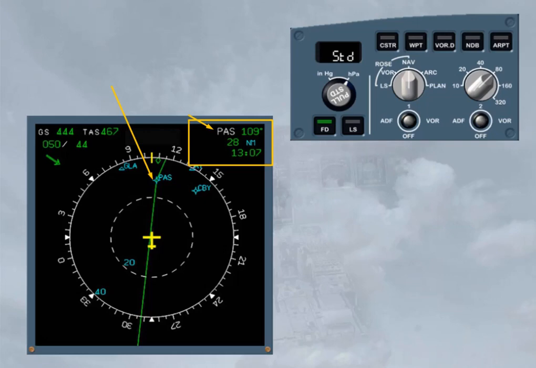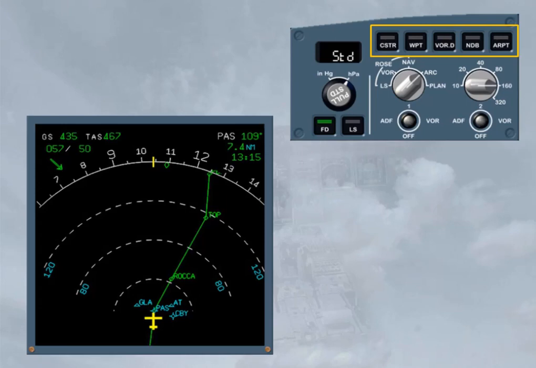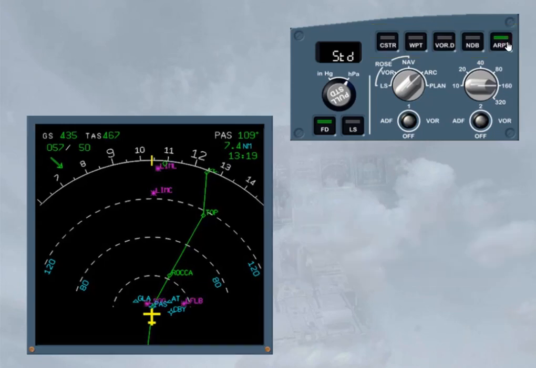The normal mode for the cruise phase is the arc mode. Click on the forward arrow to select the arc mode with the range of 160 nautical miles. Using the push buttons at the top of the EIS control panel, additional information can be displayed. For example, airports that are in the displayed range. Select Airport. A green light illuminates in the push button. On the display, the airports contained in the aircraft's database and within the area are shown. This is a useful feature when considering diversions.